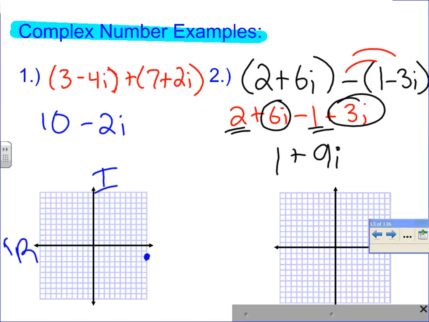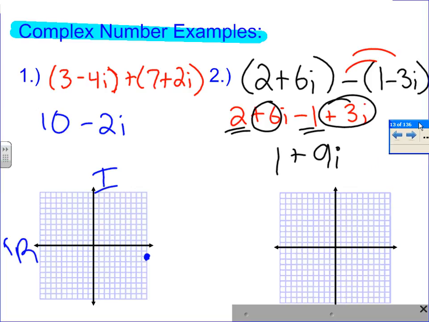So 1 plus 9i. Let me move this over. Because 2 minus 1 is 1. And then 6i plus 3i is 9i. So Andy, when we graph that, where do we go? Over 1 and then what? I didn't hear this. Good. Over 1, up 9. Remember, real axis is here. Imaginary axis is here. So over 1, up 9. Pretty easy, right?